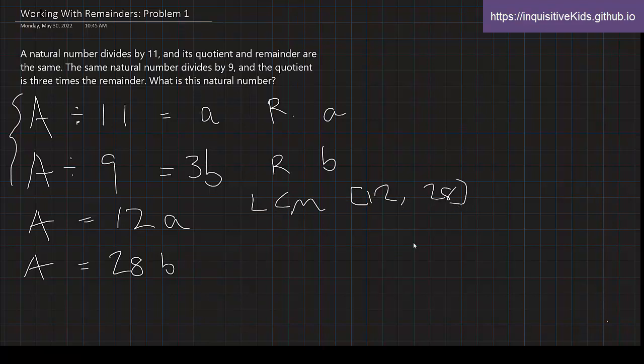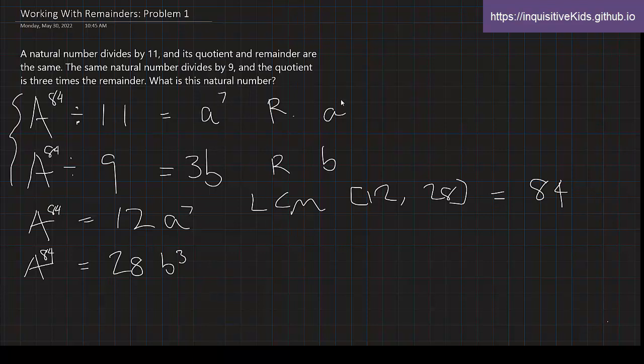So let's look at 28's multiples. We have 28, then 56, then 84. 84 is the LCM of 12 and 28 because 84 is also divisible by 12. It's 12 times 7. So we have an idea of this natural number, and it could be 84, but we're not sure yet. So why don't we test this out? If this natural number is 84, then b will have to equal 3 and a will have to equal 7.